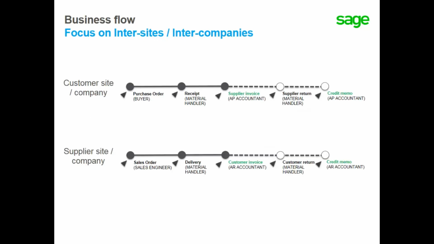Inter-sites is the exchange of stock between 2 sites belonging to the same company. Hence, there is no payment. Intercompanies is a sale between 2 different companies belonging to the same group and using the same system. There will be an internal invoicing process. This flow is the combination of a purchase flow and a sales flow. Because some documents mirror the same events, such as the purchase order and the sales order, some automation is available. The automatic creation of the sales order from the purchase order, the automatic creation of the supplier invoice from the customer invoice, and the same automatic creation from the credit memo.